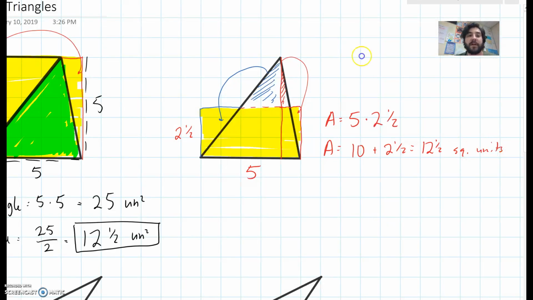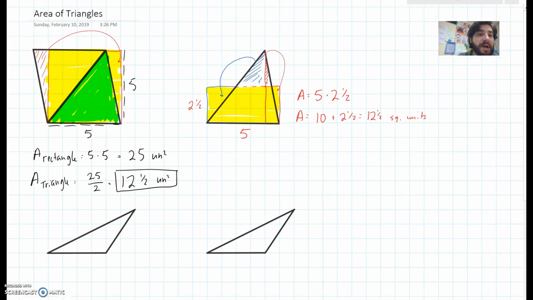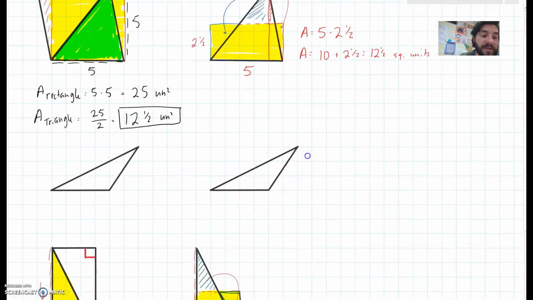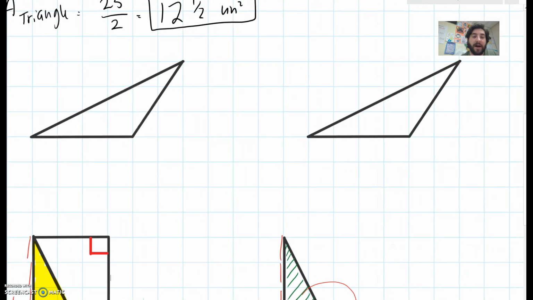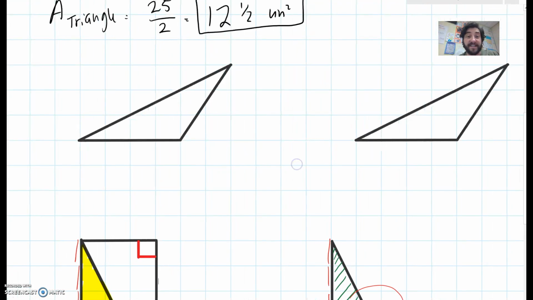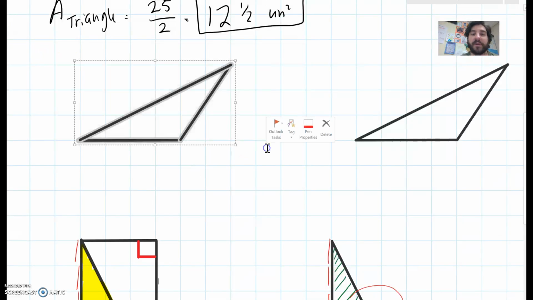12.5 square units. So both ways. We could double the triangle to find the rectangle or the parallelogram and then cut it in half. Or you can just cut the triangle in half along the height and fold the top down. Let's see if those two methods work for this obtuse triangle. The answer is yes, it does. So use whichever one you like best.